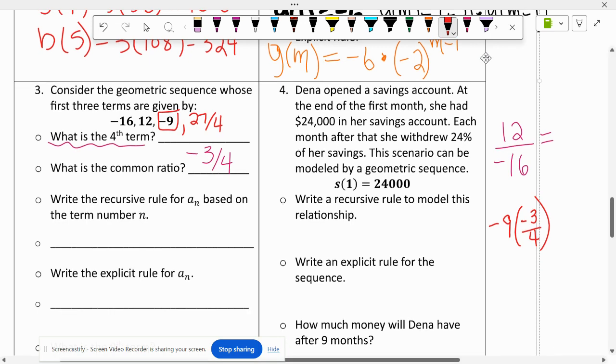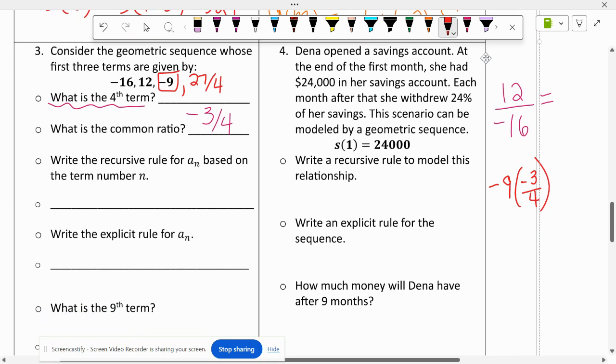Okay. Write the recursive rule for A of n based on the term number. So recursive rule. Look at the top of your paper, your recursive rule. It's written up there in bold at the very top. So what do I need for my recursive rule? The first thing I need is the first term, A of 1. Good job, Zan. What is A of 1? It's negative 16.